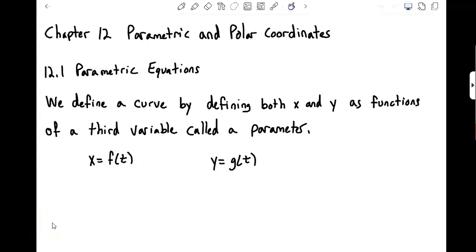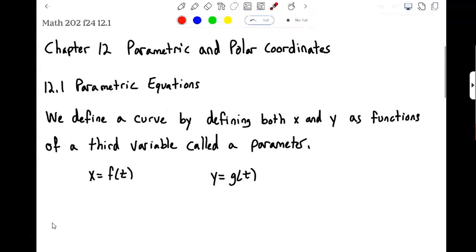All right, so welcome back. So now we are going to transition from what we've been talking about with infinite series into looking at graphs in some alternate scenarios. Specifically, we're going to be looking at two other systems of how we can construct graphs, one called parametric and the other called polar coordinates.